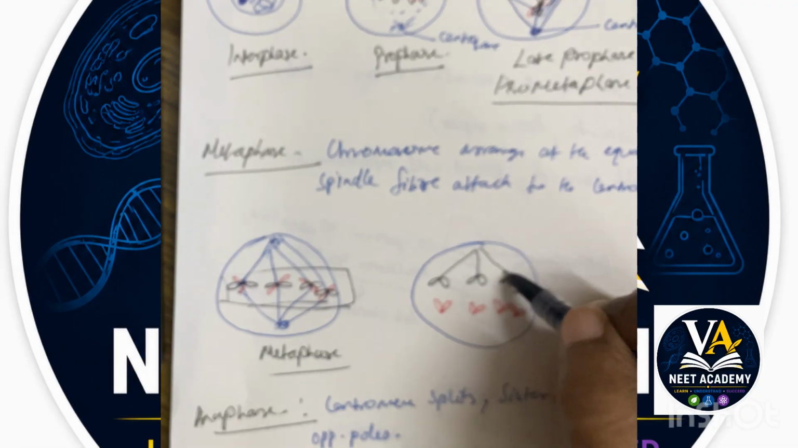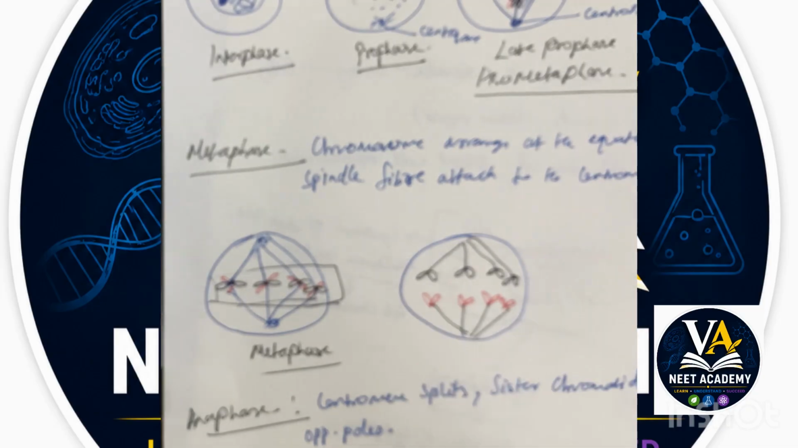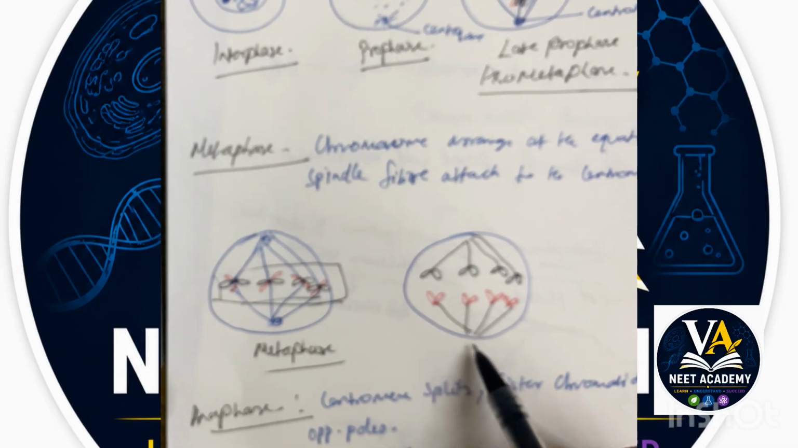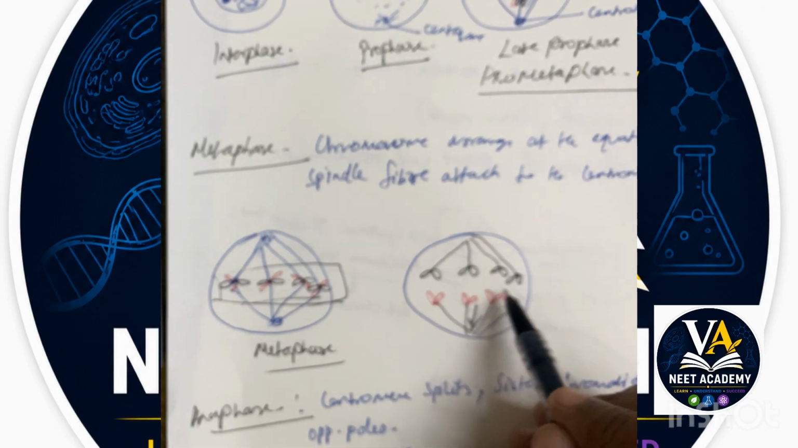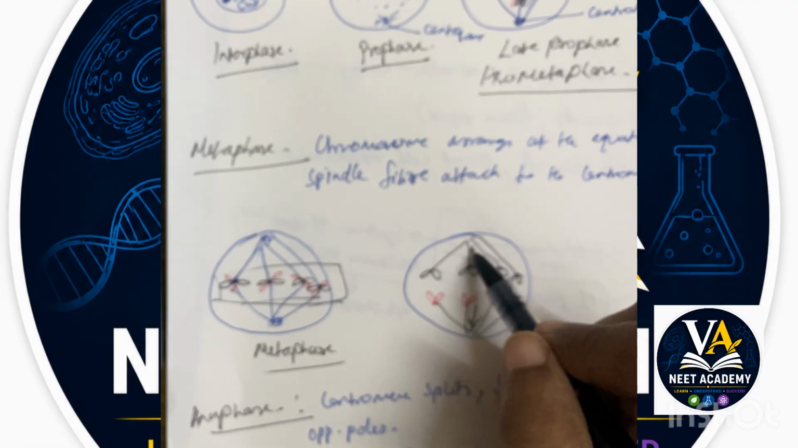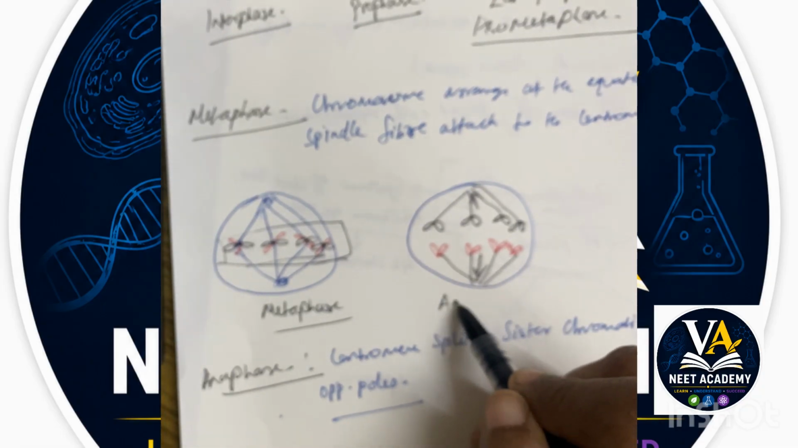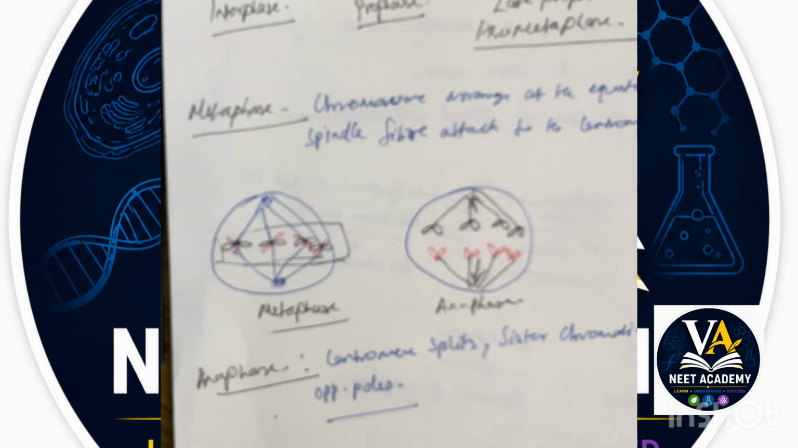Okay, and this is attached with the spindle fiber, and the spindle fiber pulls these sister chromatids to the opposite pole. So this bunch of chromatids will be moving towards this direction, and this bunch of sister chromatids will be moving towards this direction. Okay. So this is what stage? Anaphase. This is your anaphase. Hope it's clear.